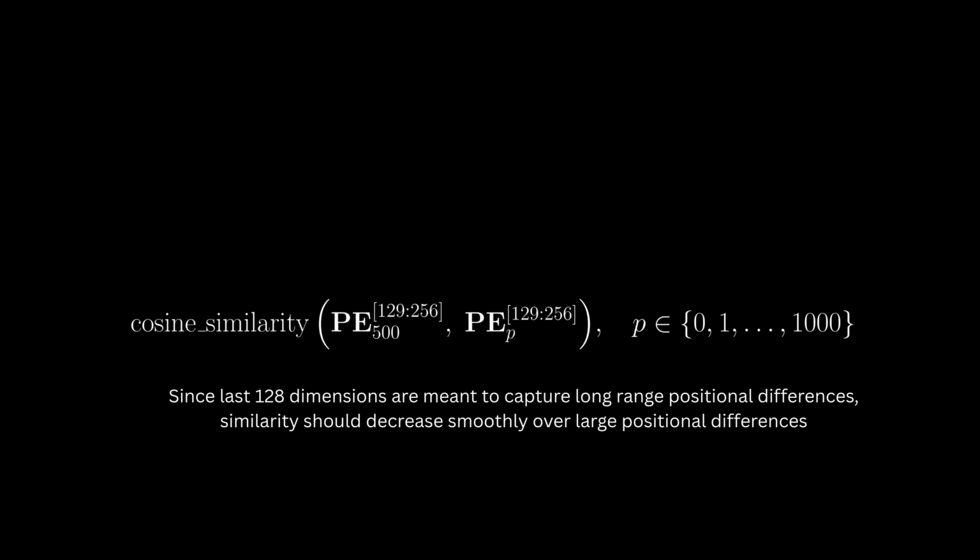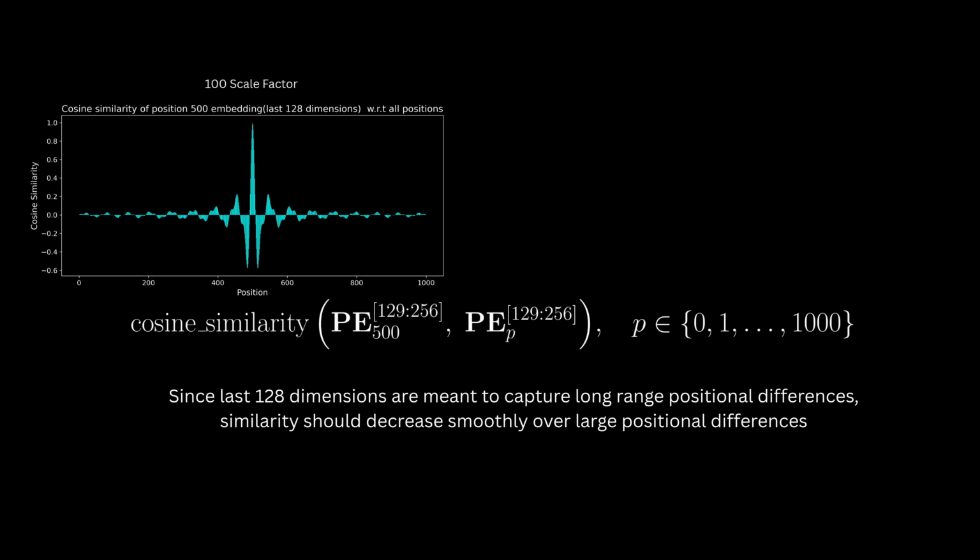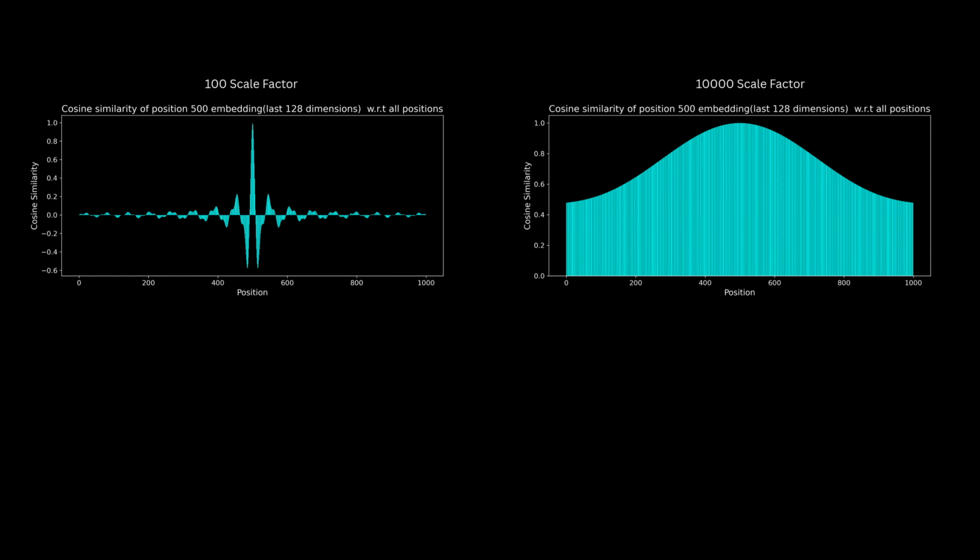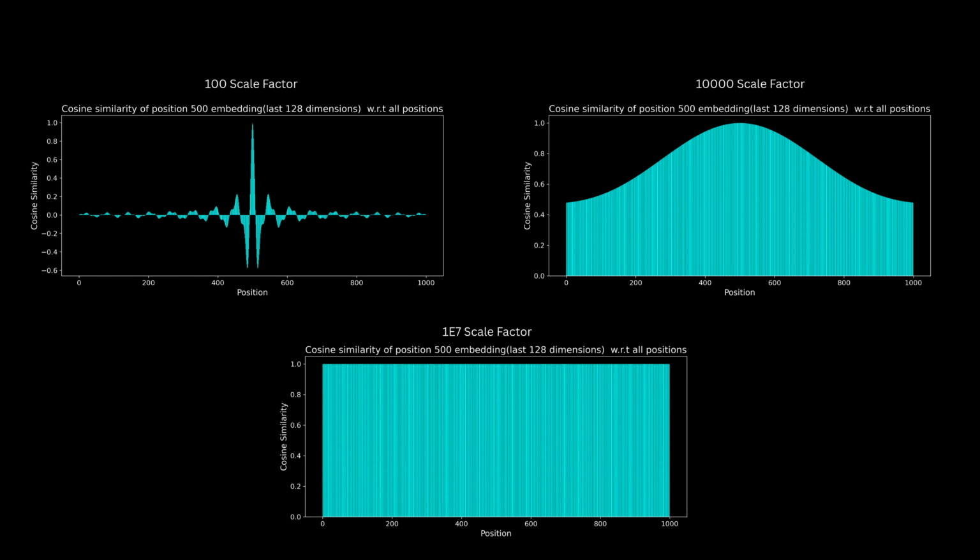Here we are taking the last 128 dimensions of the encoding at position 500 and comparing it with the last 128 dimensions of the encoding of all other positions. With a small scale, similarity drops too quickly. Even moderate position differences produce unrelated embeddings. With 10,000, similarity decreases smoothly with distance, the ideal behavior. With really large scale values, similarity barely changes. Even a difference of 1000 positions almost looks the same.